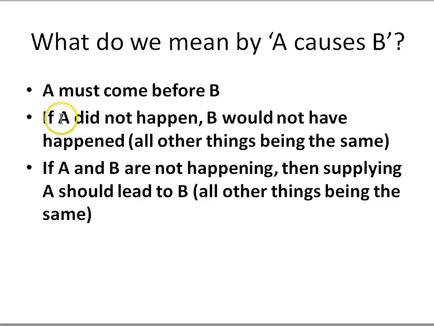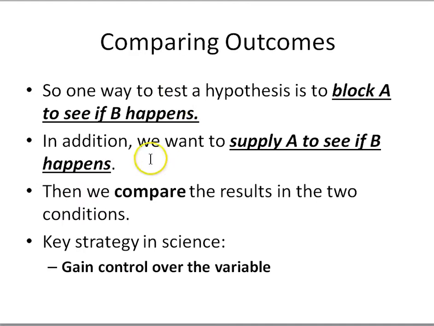Notice, again, if A did not happen, that's the blocking A. And if A and B are not happening, then we supply A. That's the supplying A condition. So we're going to set up two conditions, one that has the A and one that does not have the A, and then we're going to compare them.